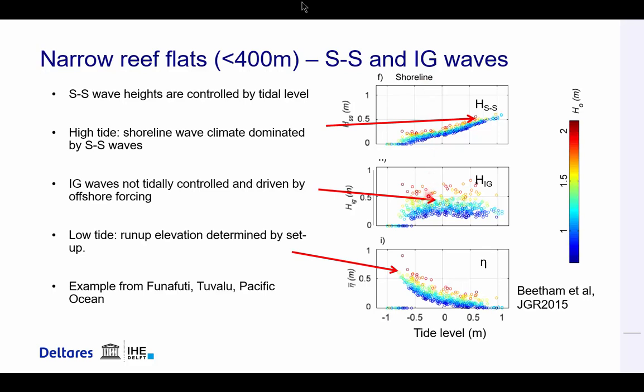What we see is that the infragravity waves are not very much tidally controlled, but they are driven by the offshore forcing. So it doesn't matter that much how high the water level is for the infragravity waves. They're more dependent on how large the forcing is offshore. The higher the offshore waves, the higher the infragravity waves at the shoreline. And here we see what we saw before, that the setup is inversely proportional to the tidal level. So the setup is largest when the tidal level is smallest.